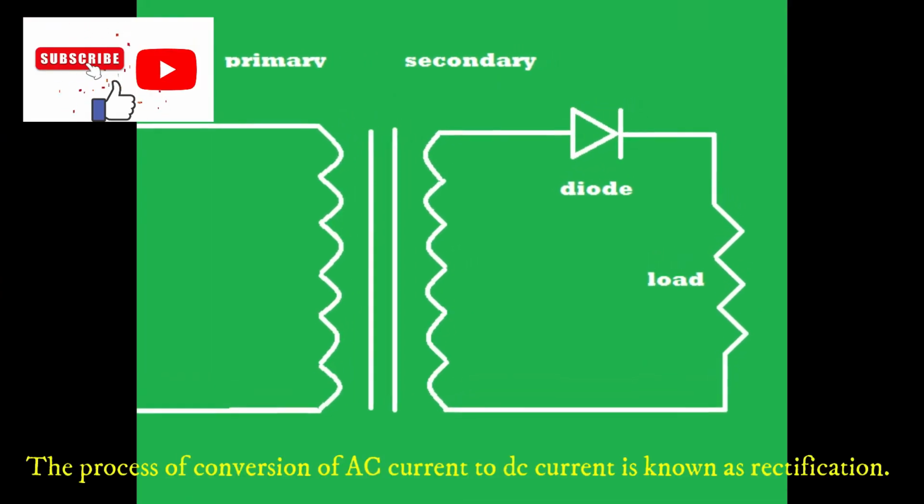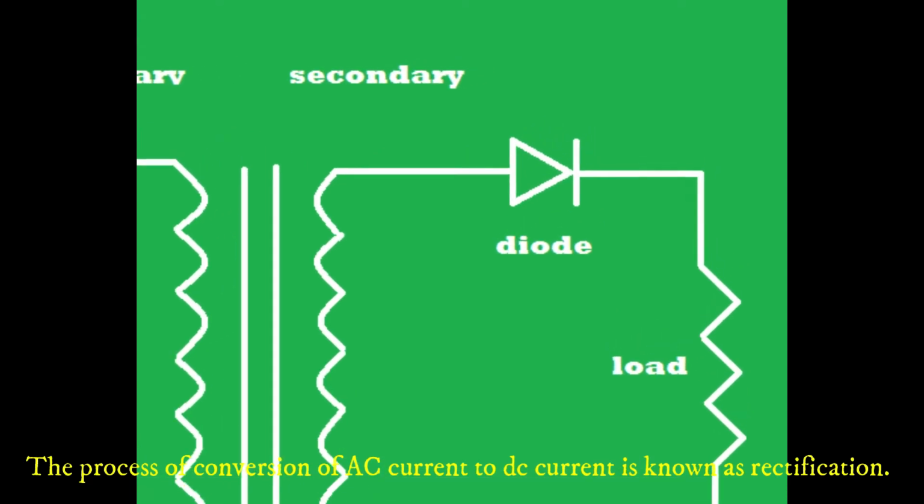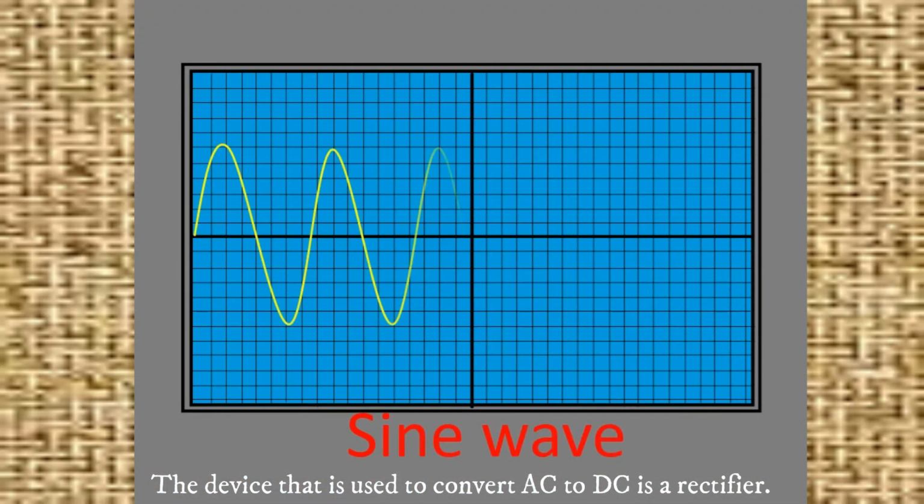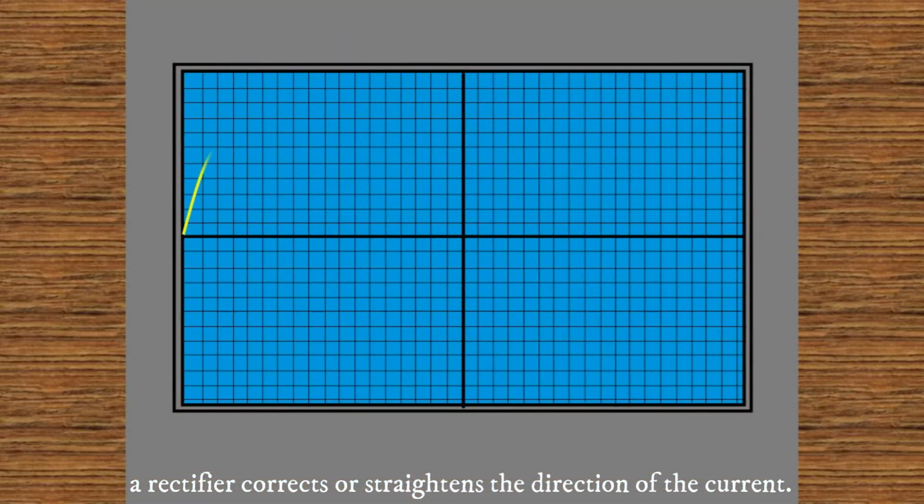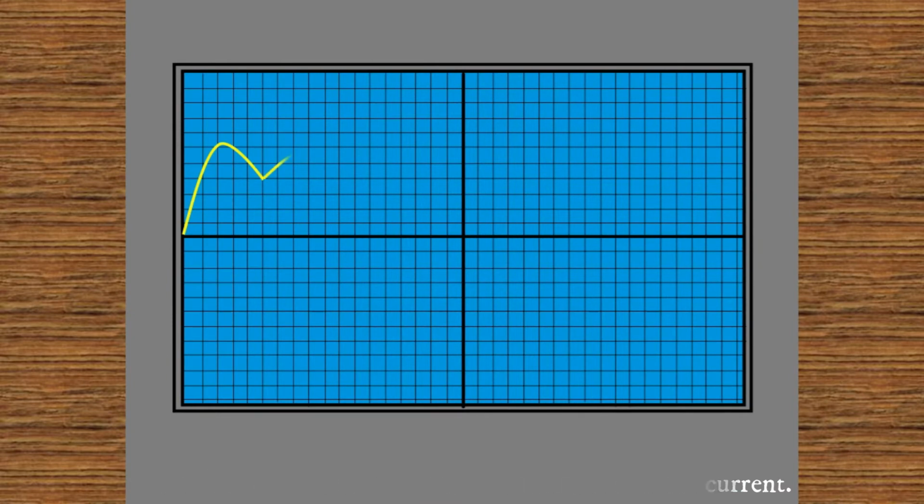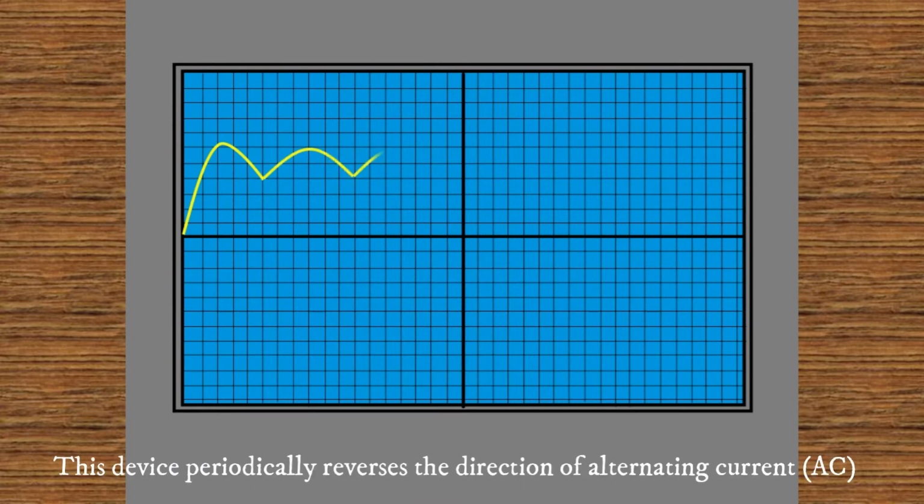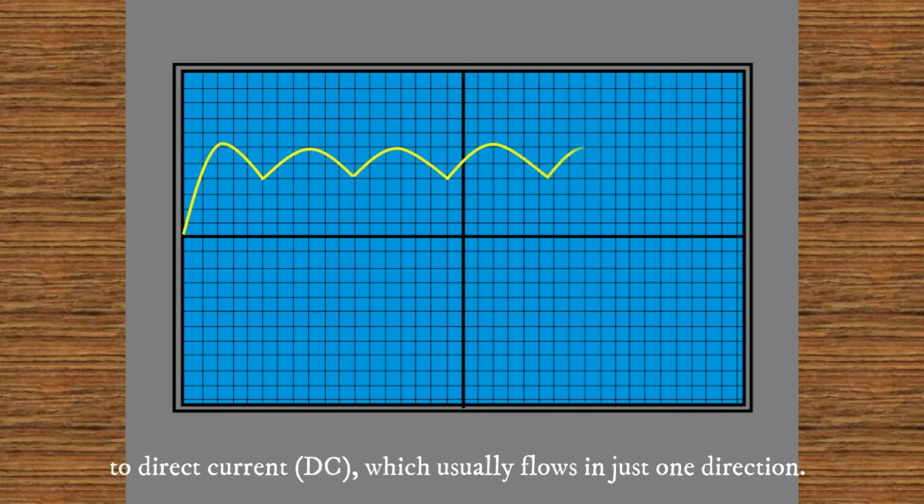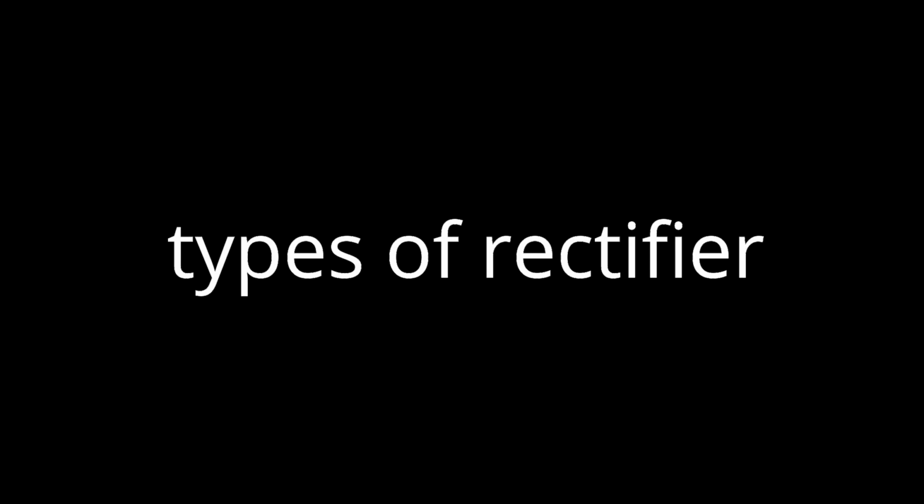The process of conversion of AC current to DC current is known as rectification. The device that is used to convert AC to DC is a rectifier. The rectifier corrects or straightens the direction of the current. This device periodically reverses the direction of the alternating current to direct current, which usually flows in just one direction.